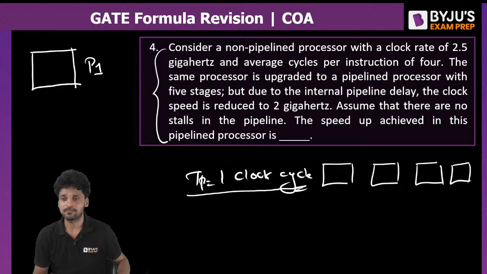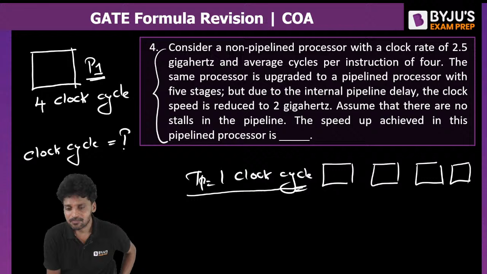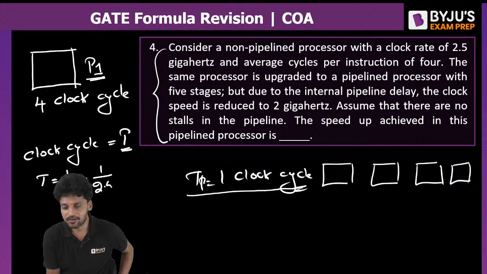In the non-pipeline system, it is given as 4 clock cycles. What is a clock cycle? Clock cycle is the time, right? But is time directly given? No. Rather, it is given in the frequency. So we can use t is equal to 1 by f. So t is equal to 1 by 2.5. One clock cycle is equal to 1 by 2.5 here.